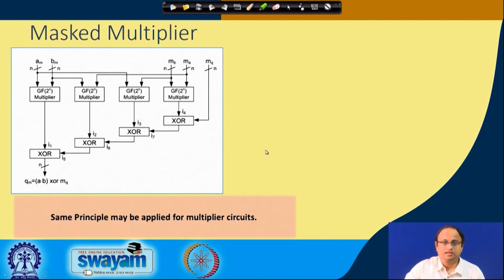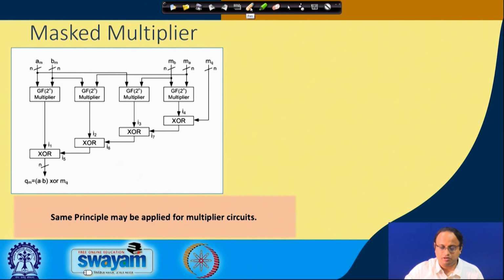However, if I want to really achieve that, we have to implement the circuit in a slightly clever way, so that the masked value and the mask do not combine together. One popular masked implementation is shown in this diagram. This is also called Trichina's gate. This is essentially a masked multiplier which has been shown, but in a similar way you can also think of a masked AND gate.